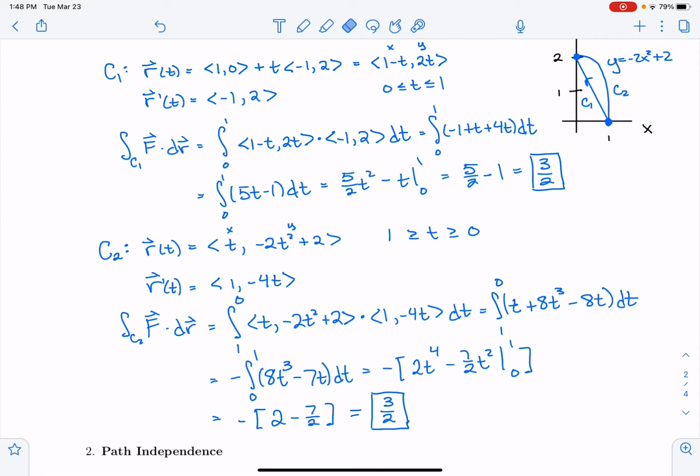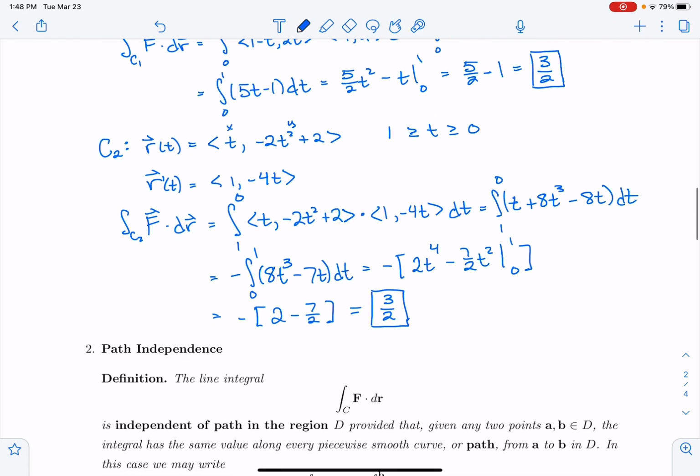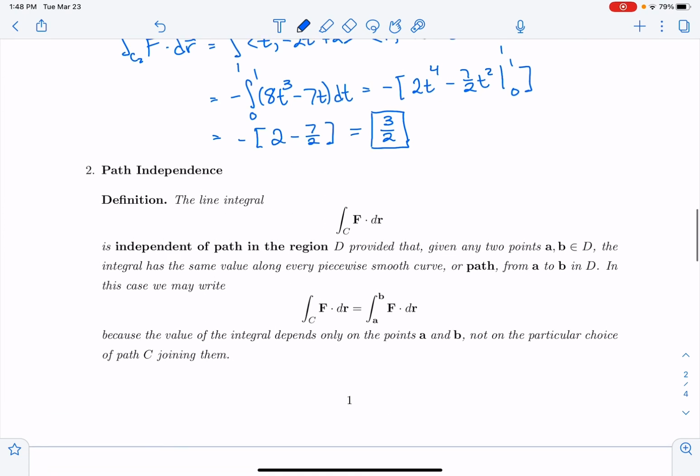So that leads us to our definition of path independence. Our definition is that the line integral of f dot dr is independent of path in a region we'll call D, that's a 2-dimensional region, provided that given any 2 points A and B in that region, the integral has the same value along every piecewise smooth curve or path from A to B in D. In this case, we can write the integral of f dot dr as really being the integral from A to B, because the value of the integral depends only on the points A and B and not on the particular path that joins them, that path being C.